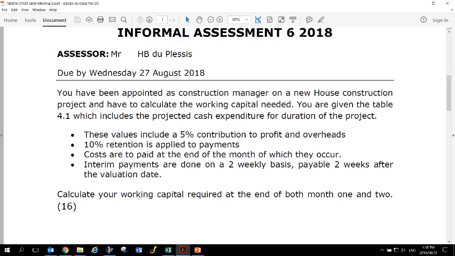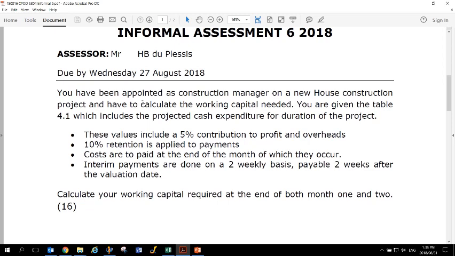Okay, so you've got that's the sketch of the project, and then the first parameter is these values include a 5% contribution to profit and overheads. So it's your cost plus 5%. Okay, so we'll get to that now. And then you've got a 10% retention applied to payments at the end.